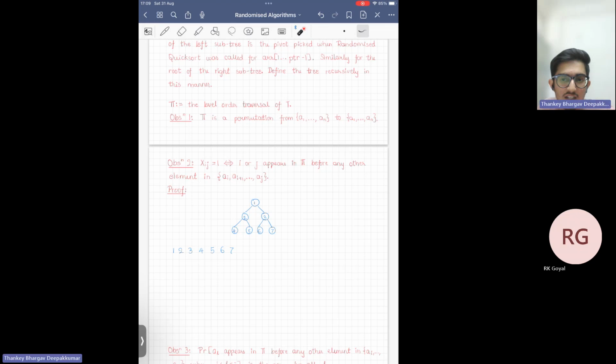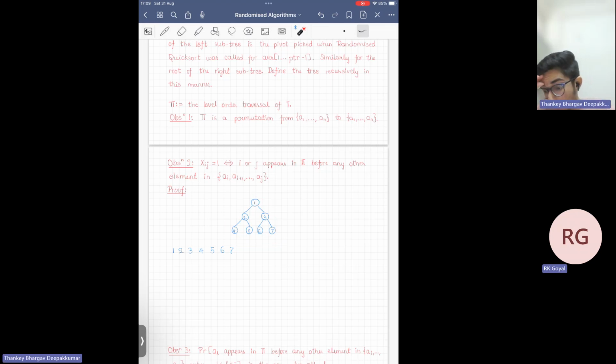Think of how we did it. We picked the pivot, made that the root, then the elements of the left subtree and the right subtree were elements smaller than the pivot and elements larger than the pivot, right? And this construction was happening recursively.